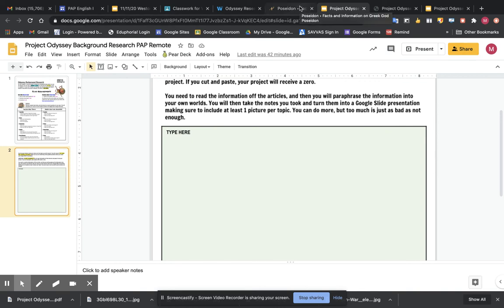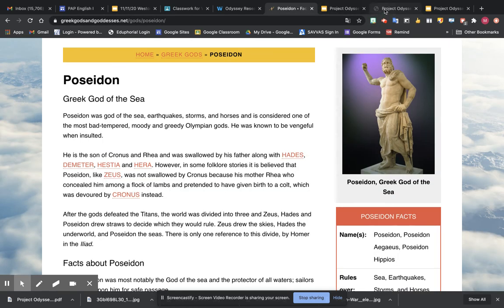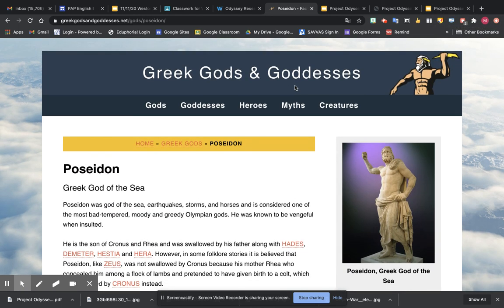If you want to, today you could start looking up pictures to include in your slides and just save those pictures for when you're ready to do your slides. And I will post the link for the slides tomorrow.